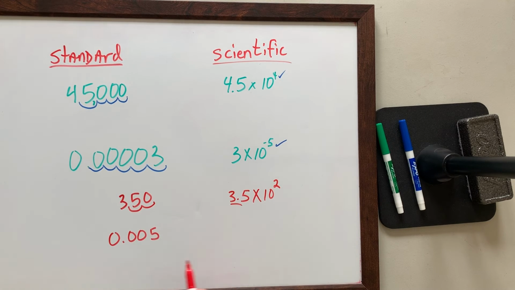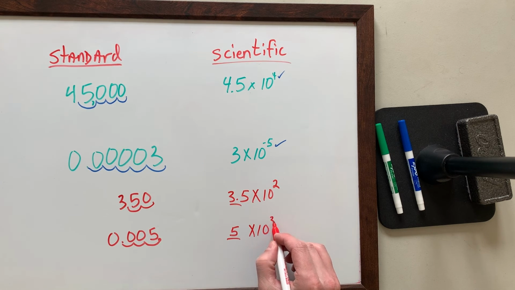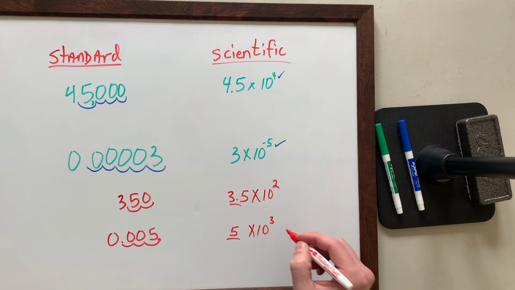0.005? Well, I'd like my leading coefficient to be something in between 1 and 10, so 5 is a good candidate. Let's move the decimal 1, 2, 3 places is going to get me a 5, because the number 5 has the decimal point sitting just to its right. So 3 spaces gives me a 5. I'm going to write the number 3, but because I moved the decimal in the direction of the smallest place value, I'm thinking small, which means a negative number is small.